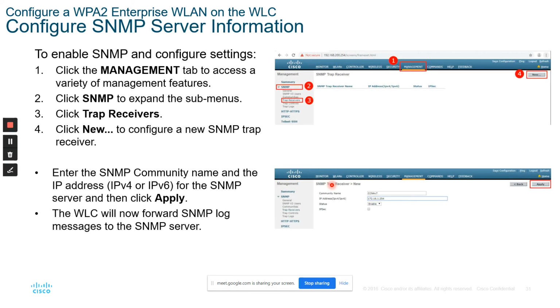First of all, SNMP, Simple Network Management Protocol. To enable SNMP, we have to click on management. Then we will go to SNMP, and then we will select trap receiver. After that, click on new. Once you click on new, you have to fill in information about the community name, which you can define as anything, and the IP address. This is the IP address of your server.